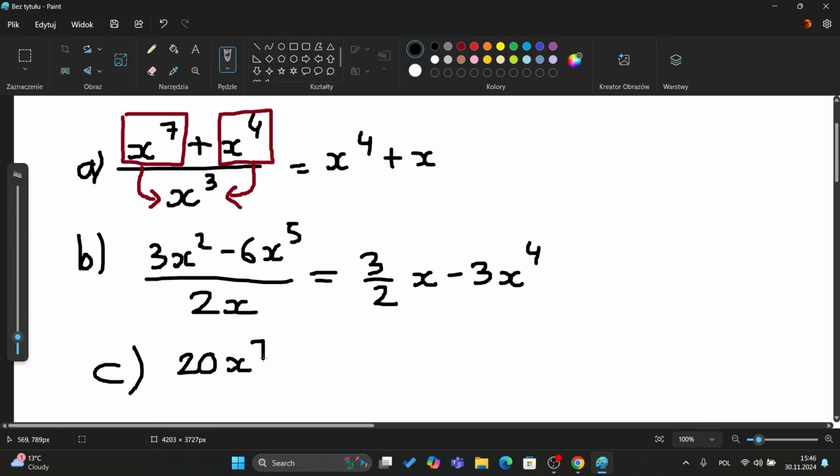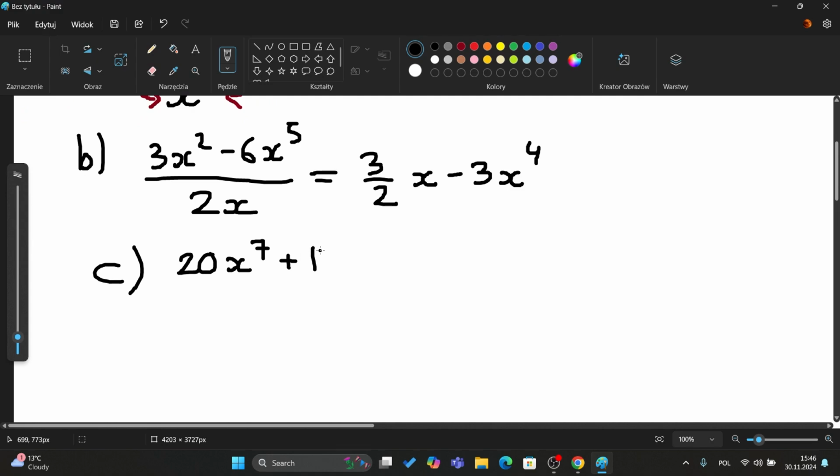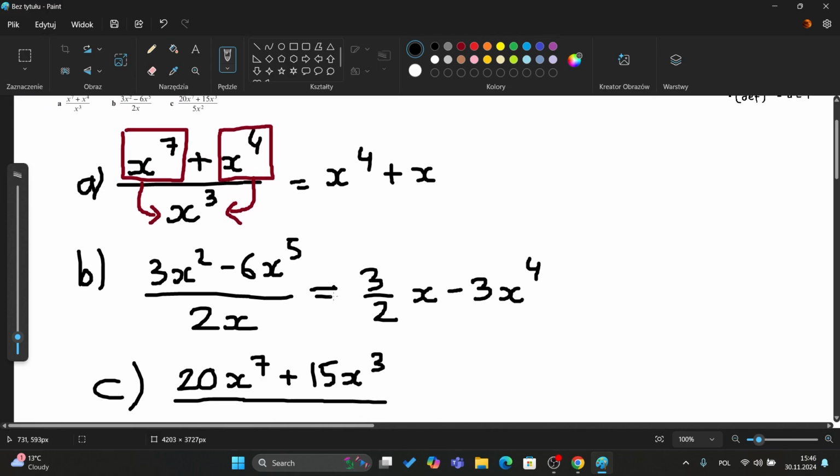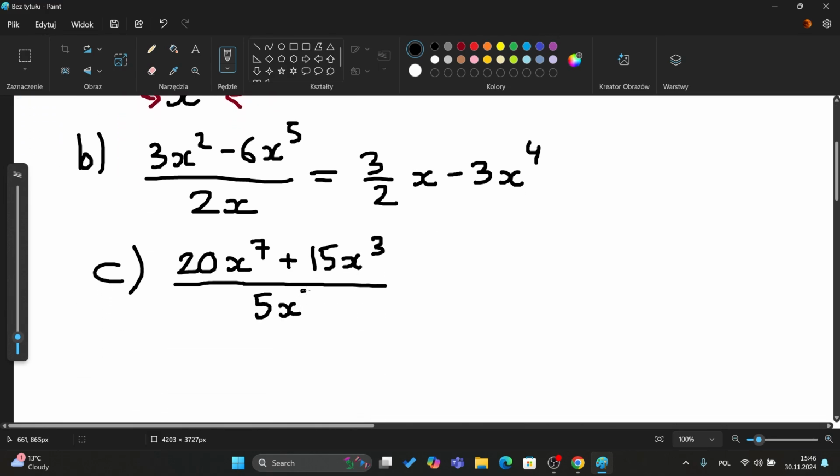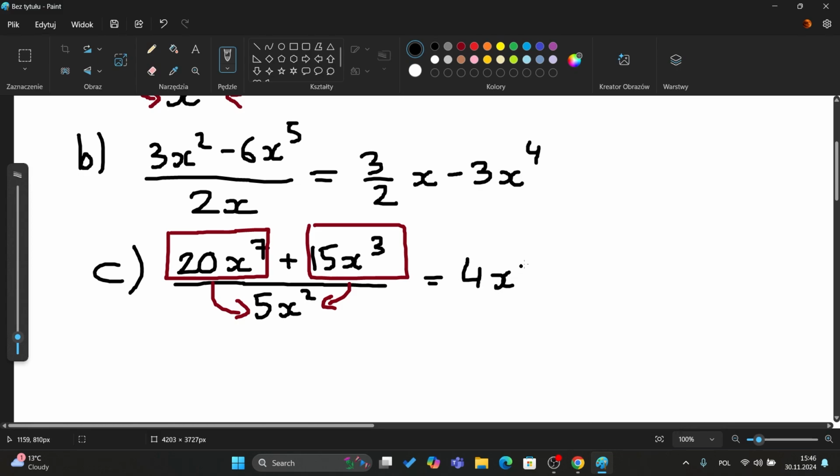20x power 7 plus 15x power 3 is going to be divided by 5x squared. So the same applies here. We divide this by this and this by this. So 20x to the power of 7 divided by 5x squared is going to be 4x power 5. And plus 15x cubed is going to be 15 divided by 5, which is 3, x cubed divided by x squared, which is x. And that is it.